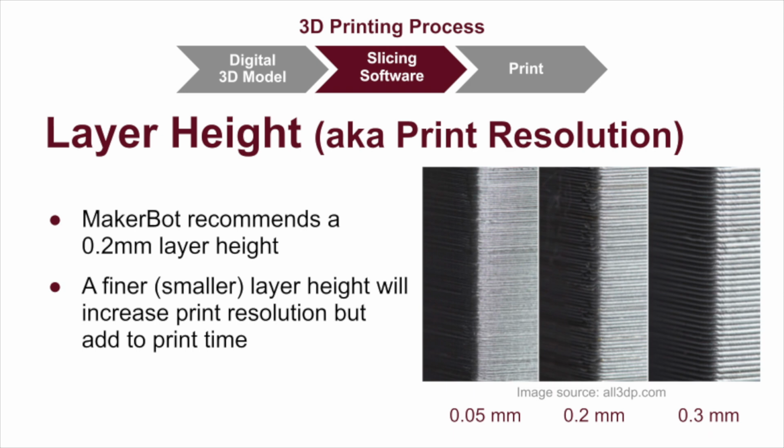Thinner layers make for higher resolution prints with smoother surface quality but a longer print time. MakerBot suggests their standard print quality, which is 0.2 millimeters, about the thickness of 2 sheets of paper.